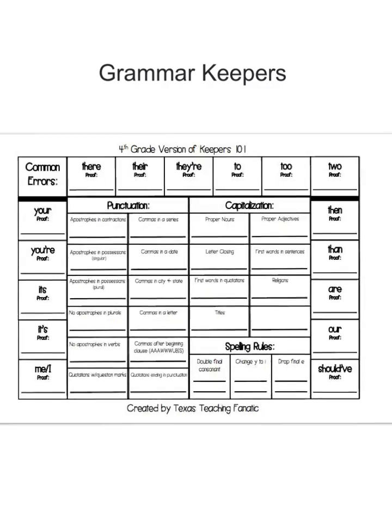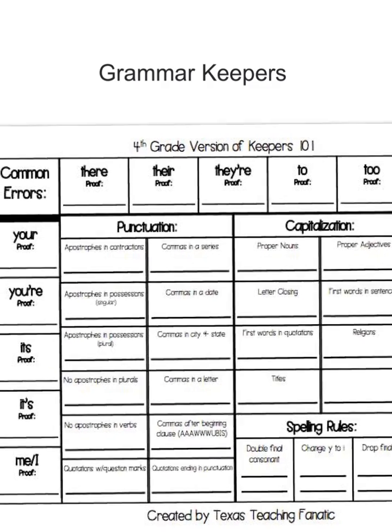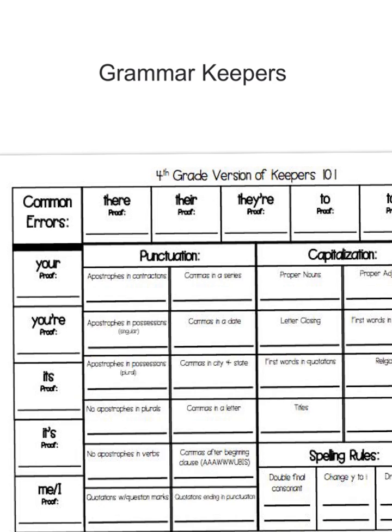Well, today what we're going to look at is the next form of the word there. So on your Grammar Keepers chart at the very top, you're going to see this form of the word there, T-H-E-R-E. So please just take a moment and get out your Grammar Keepers chart and find the word there, T-H-E-R-E, and tomorrow your teacher will have you fill in the proof for there, T-H-E-R-E. I'll give you just one moment to do that, and you can pause the video if you need to at any time.